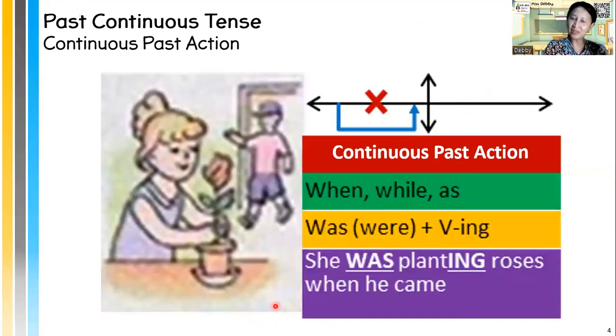Now, what about the past continuous tense? The past continuous happened in the past, but at that time in the past it was happening. We usually use the time signals when, while, or as. And we change the to be to was and were plus verb-ing. Example: because the subject is she, the to be is was. She was planting roses when he came. I will explain further.